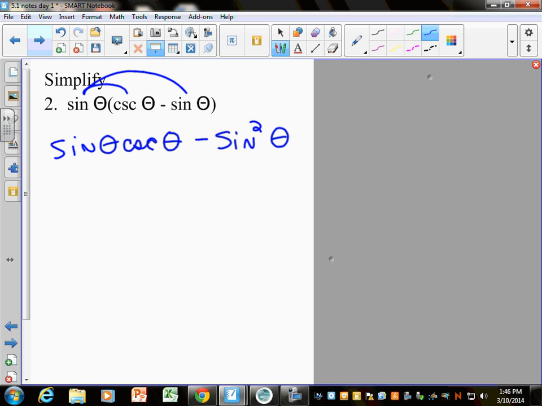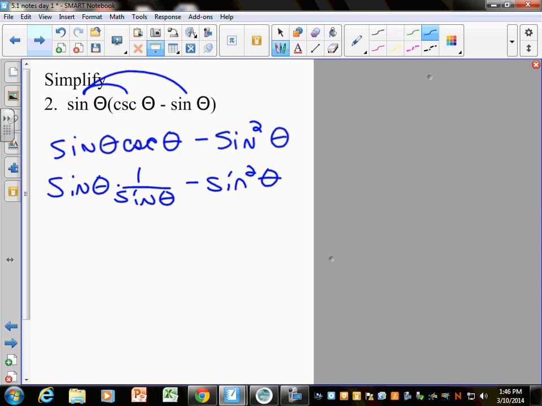Now we want to go back to those identities. Since this is sine and this is sine, let's look at cosecant. Is there something we can replace cosecant with that has sine in it? What does cosecant equal? What's the only thing we have on our paper about cosecant? Cosecant is the same as 1 over sine. What if I wrote this as sine of theta times 1 over sine of theta minus sine squared theta? And again, I can do that because I'm just replacing it with what it equals.